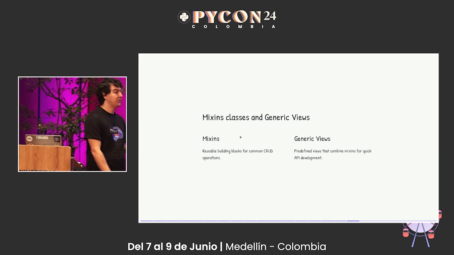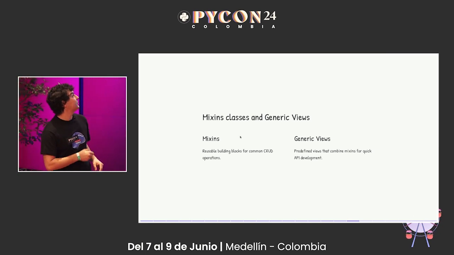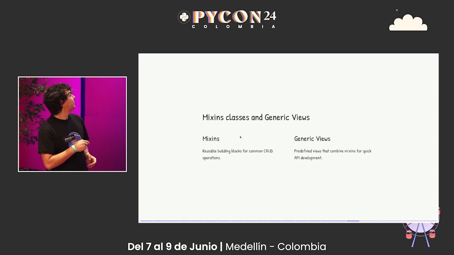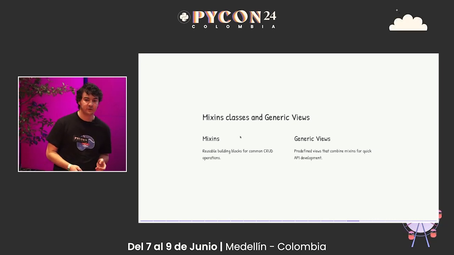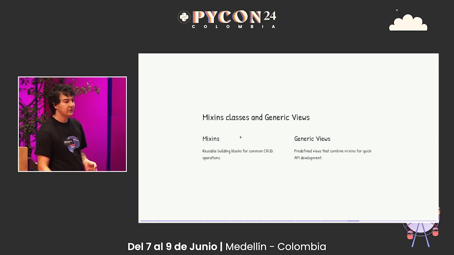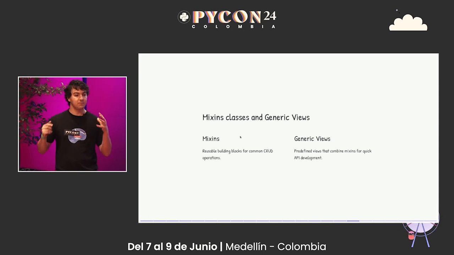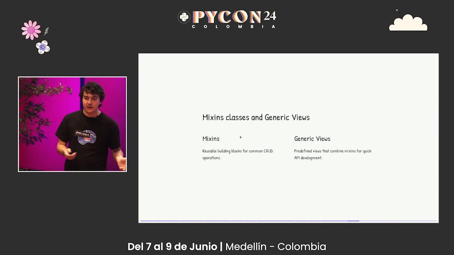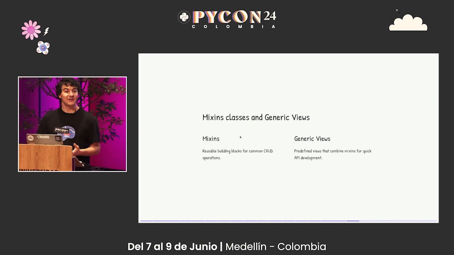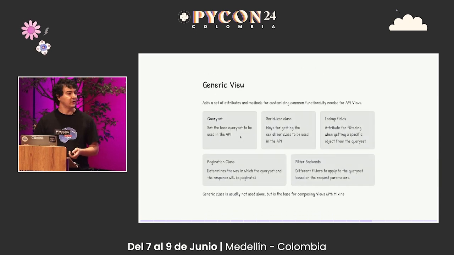And finally, mixins and generic views. So Django REST Framework also offers mixins and generic views. What's basically mixins? Well, it's a pattern that you can use in object-oriented programming, but Django REST Framework uses it for providing common functionality of the API views, common CRUD operations, and the generic views are then composed with these mixins to offer very standard views that you would usually use based on a model, a Django model, and you can have very lean views. I will show you some in a minute.